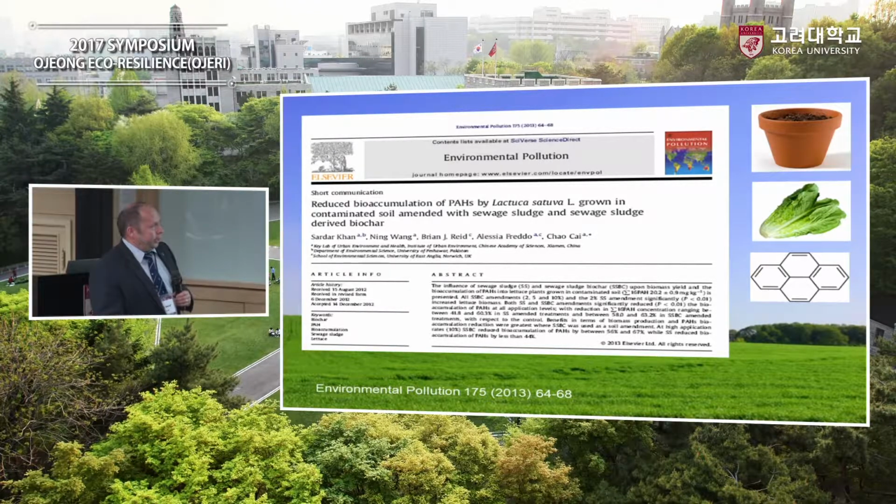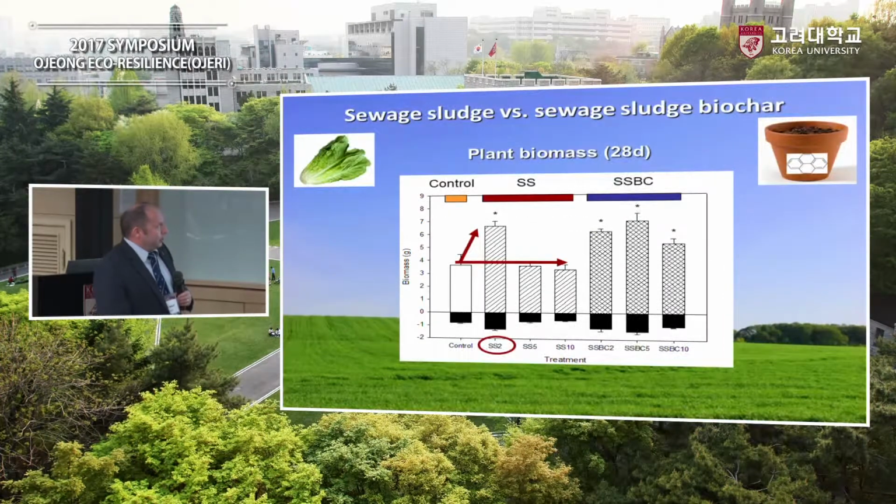So this is a study, unusually, to look at organic chemicals rather than regular metals. The first couple of slides just look at biomass growth. And this study was basically a comparison between what happens if you apply conventional sludge as opposed to converting that sludge into char and then applying the char.